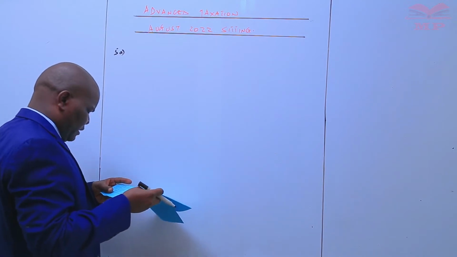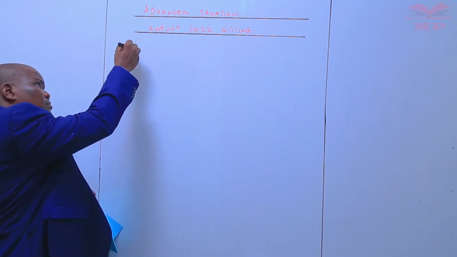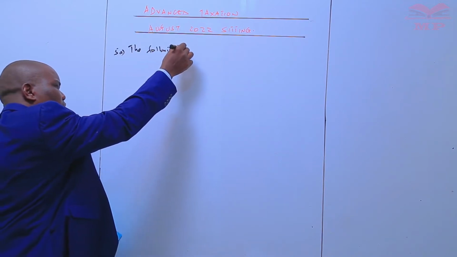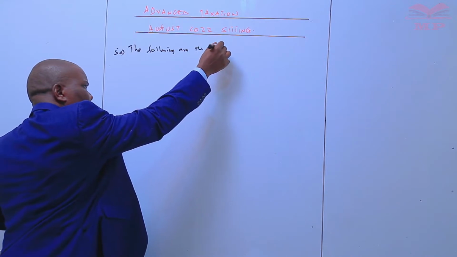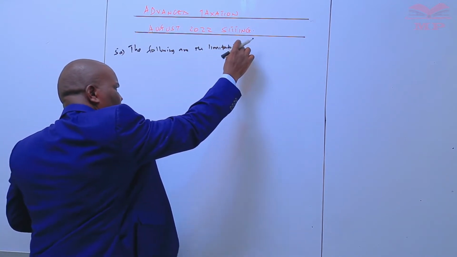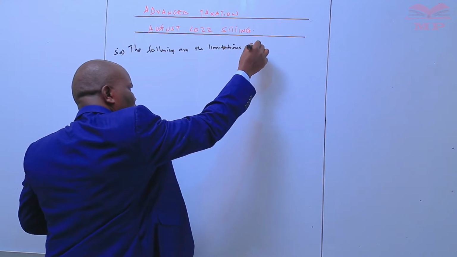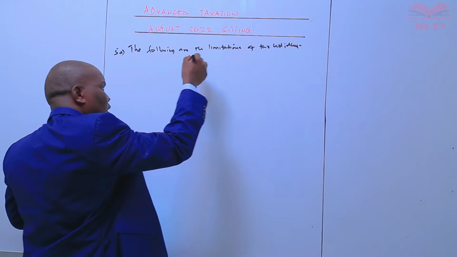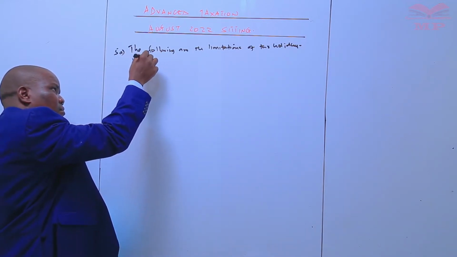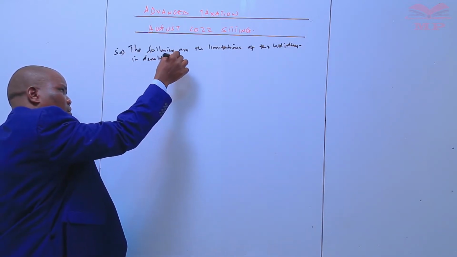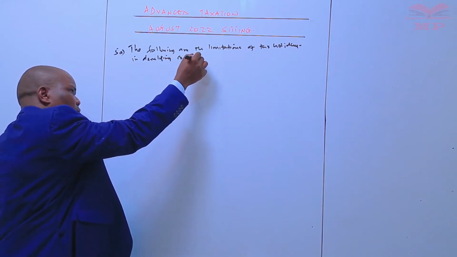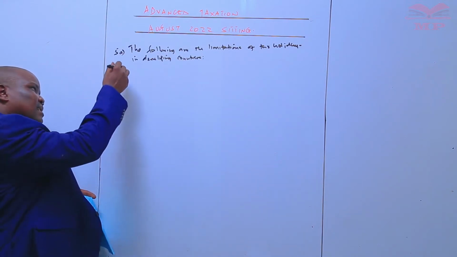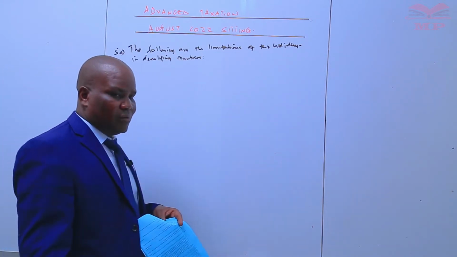So you can say, for example, the following are the limitations of tax holidays in developing countries. So that is an introductory statement. Then you can now start explaining the limitations one by one.